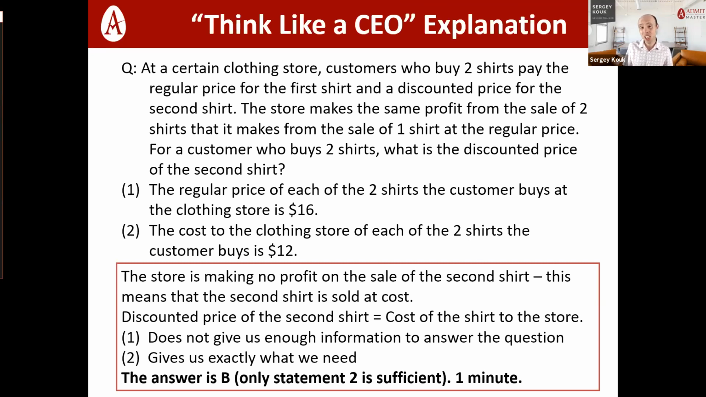The regular price is actually not that important. The question was never asking us about the regular price. It was asking us about the discounted price. And to calculate the discounted price, all we needed to know is that our profit is 0, and we're simply selling it at cost. And we know the cost from statement 2. So that's what we call thinking like a CEO, right? Again, notice how much math we've done. Did we actually do the $R, the $P1, and all of these things? Well, not really.